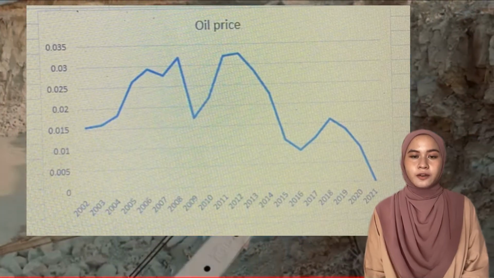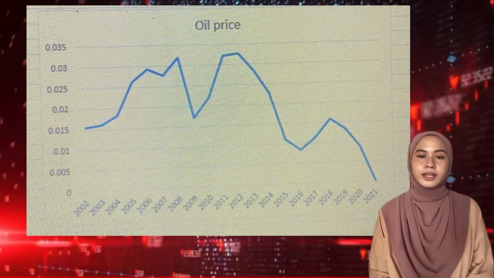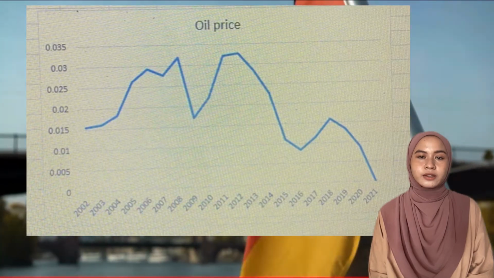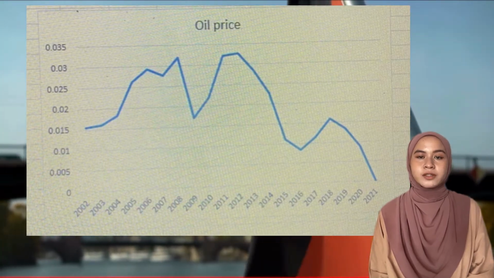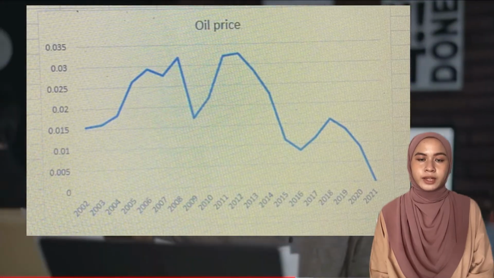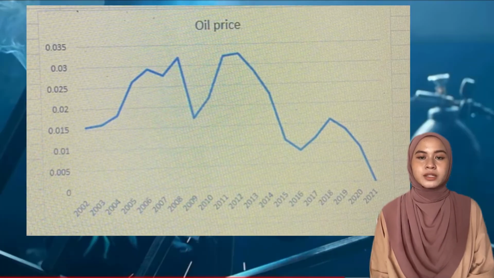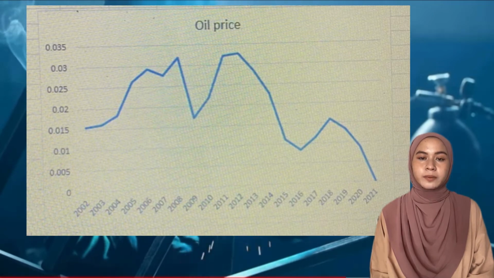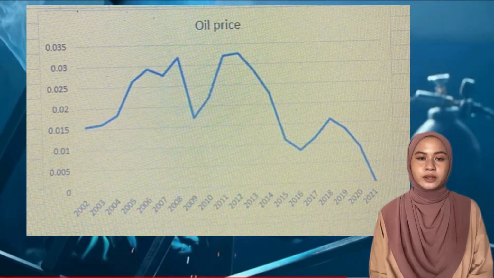The oil price of Germany increased dramatically in 2008, then decreased in 2009. The oil price of Germany increased until 2013 and dropped again until 2017. In 2019, oil price continued to increase. After that, it dropped dramatically until 2021.